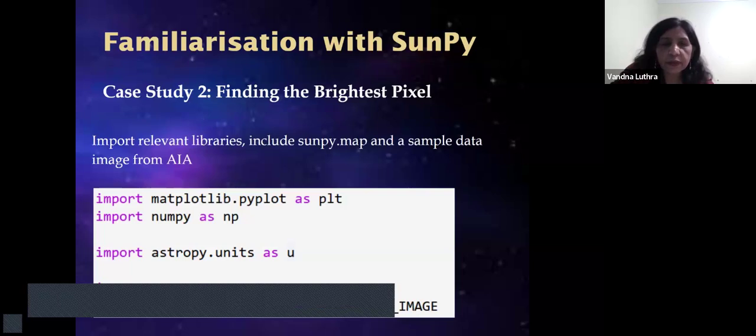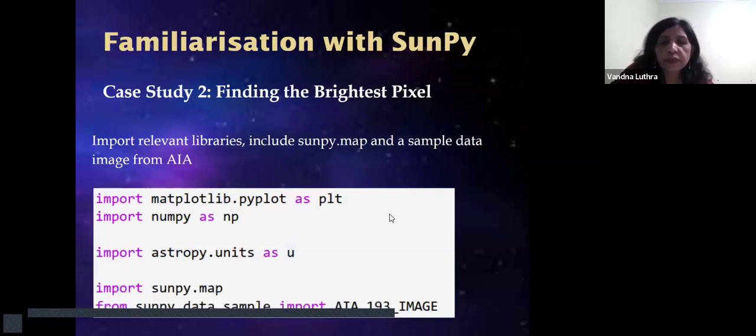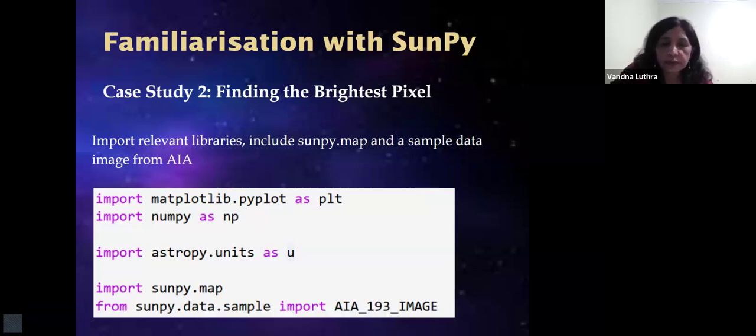So in this case, again, I will be using one sample image from the library of SunPy itself, but you can always download more images in different wavelengths in order to see how the data varies from one case to another. So in this case, import relevant libraries including sunpy.map and a sample data image from AIA.